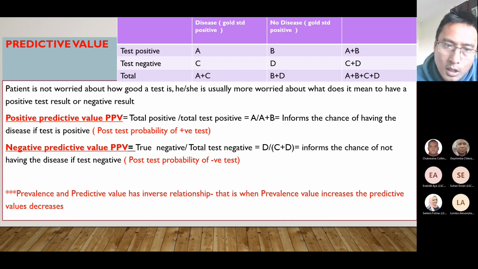Prevalence and predictive value have an inverse relationship. For example, if prevalence increases, the predictive value decreases. So in the exam, if they ask, if the prevalence increases, which value decreases? The options are sensitivity, specificity, likelihood ratio, predictive value. Which one would you take? Predictive value. Okay, so is this clear?